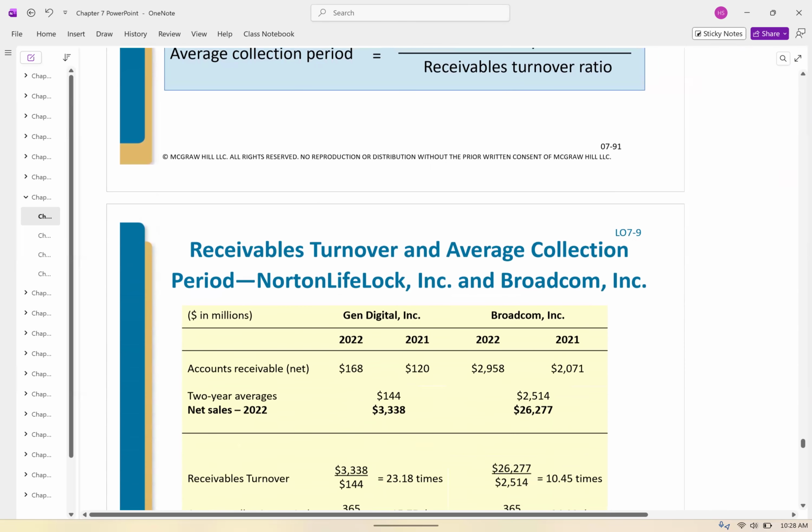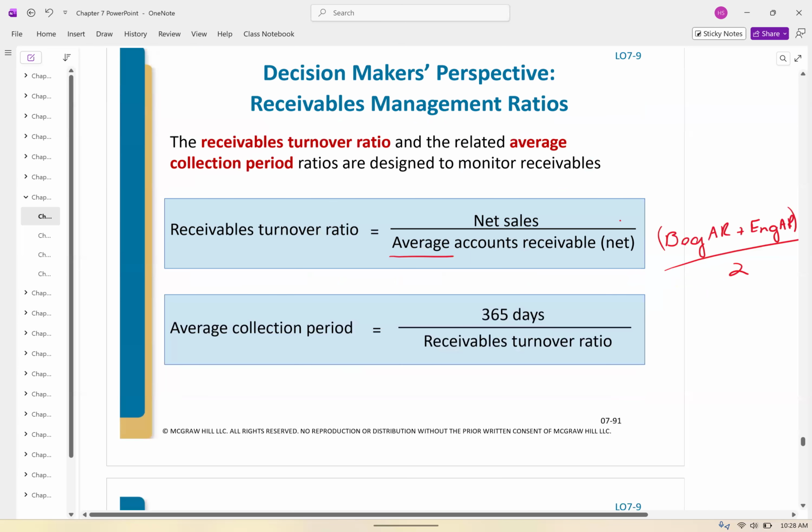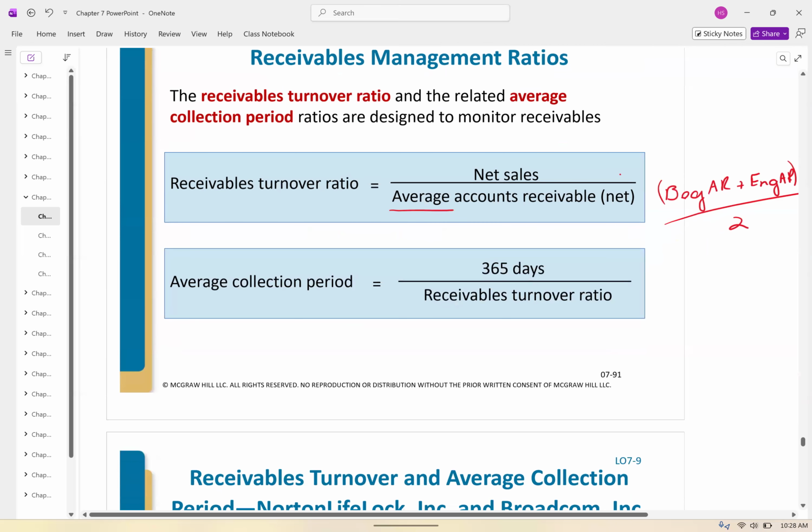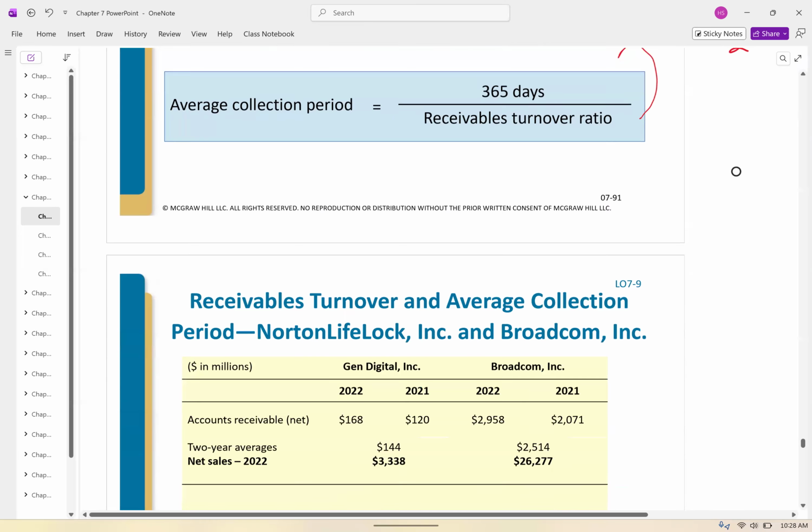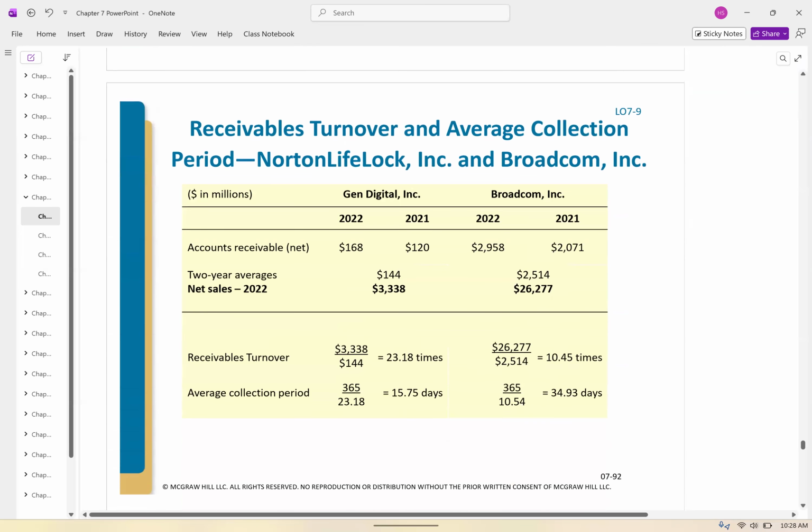Okay. So I believe they go through a problem here. We're going to take the receivables turnover ratio, take 360 days and divide it by the one we just found right there. And that tells us how many days we hold our accounts receivables. It will make a little bit more sense with numbers. Okay. So let's look here.